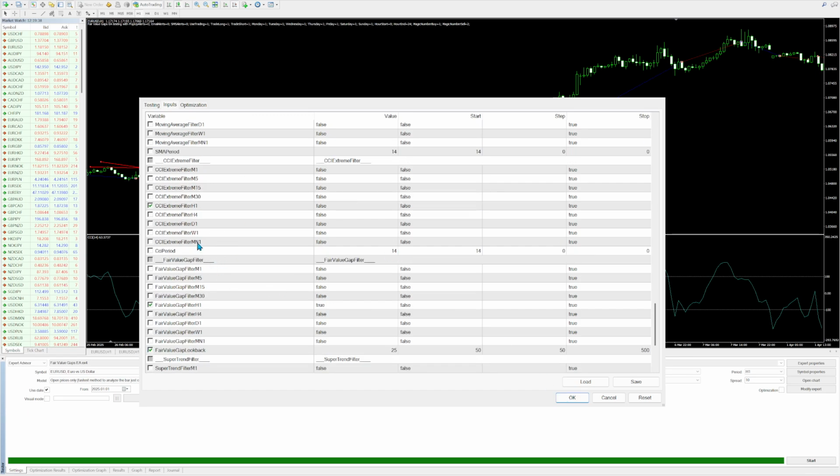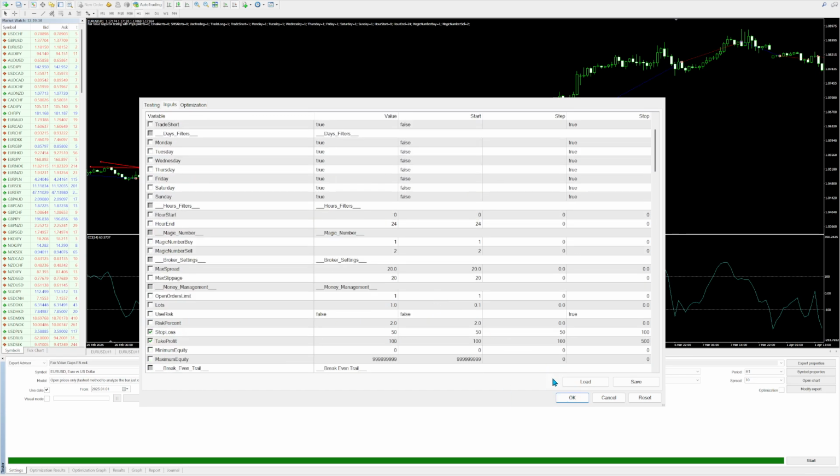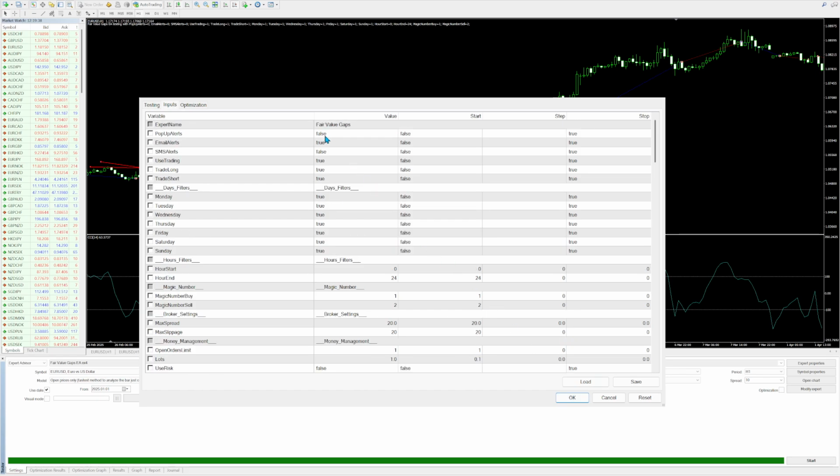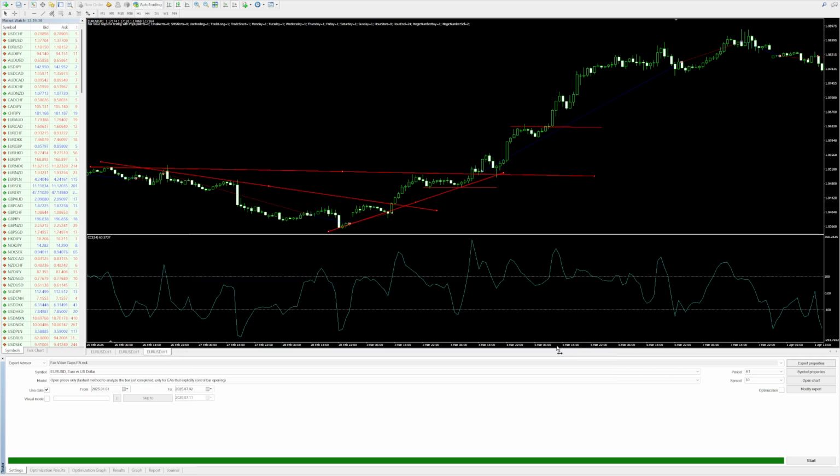Okay, so once you've selected everything that you wish to optimize, just make sure we've got use trading set to true, and we don't need alerts because we're just running a back test. You can click OK. Then in the strategy tester window here, you click this optimization button. Choose the dates that you want to optimize over. So we'll just go for this year so far, the last 6 to 7 months.